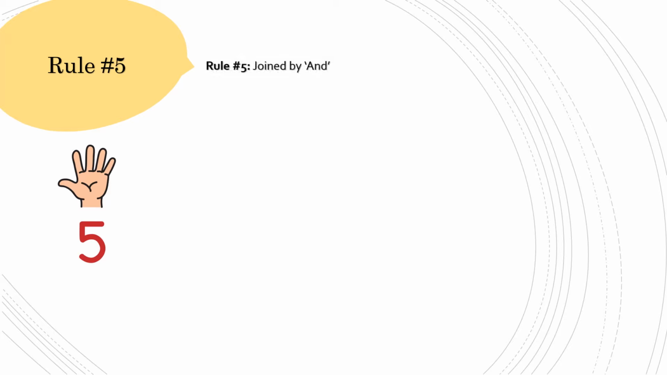Rule number 5. Joined by and. If two subjects are joined by and, they typically require a plural verb form.